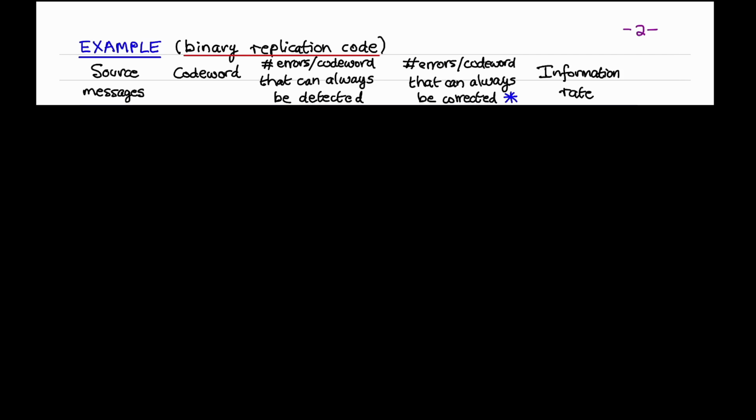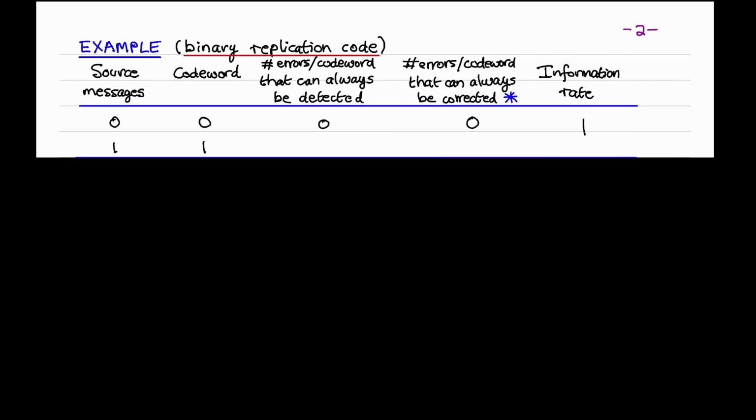Here's a second simple example of a code, the binary replication code. I'll assume that source messages are just 1 bit in length. In practice, the message could be much longer, but it's then divided into single bits, and each bit would be encoded one at a time. The first simple case we'll consider is when no code is used, and so code words are the same as the source messages. So if a 0 is transmitted, what's received might be a 0 or a 1, both of which are valid code words. And so the channel decoder has no choice but to accept all received bits.